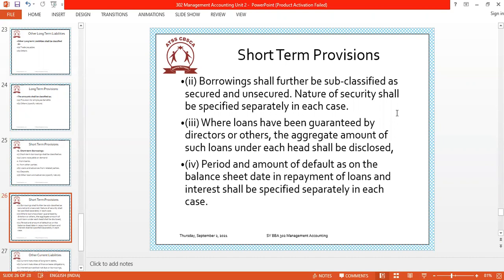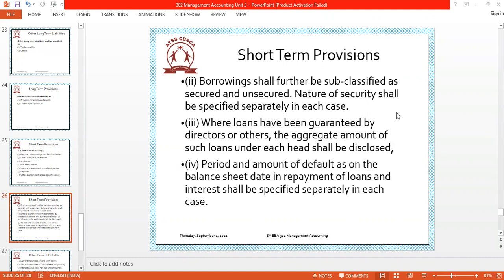We focus on the long-term borrowings; for short-term borrowings the content is the same. If you've taken a loan for less than 1 year by depositing title documents of your land or machine, that is short-term borrowings. So what are short-term borrowings? The money that we have borrowed for a short period of time, less than 1 year, by giving any security, is your short-term borrowings or short-term loans taken.